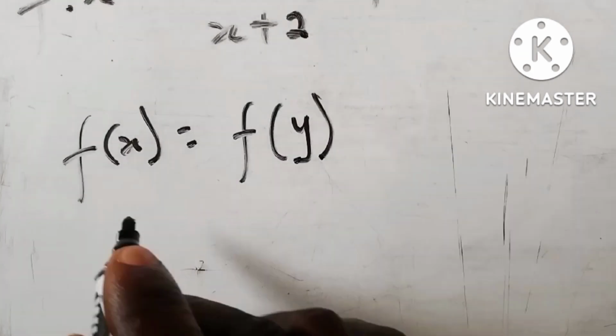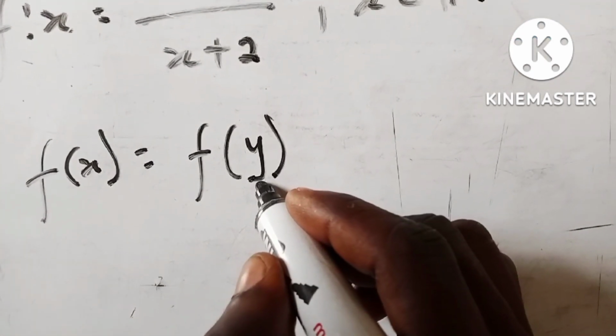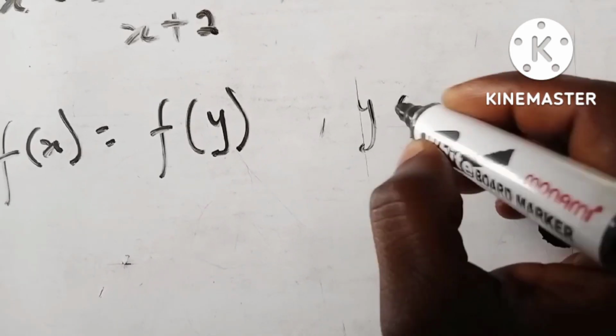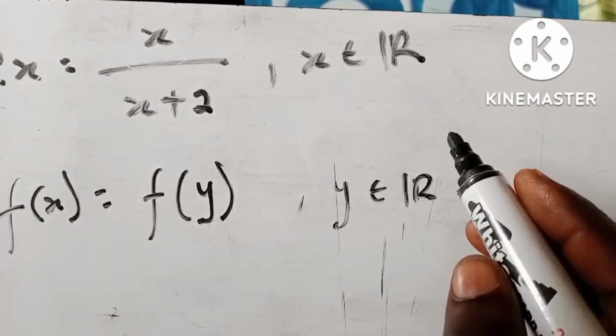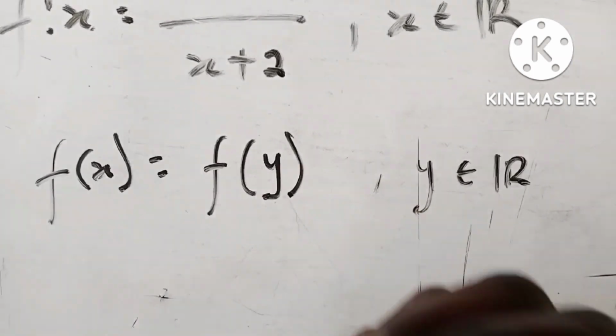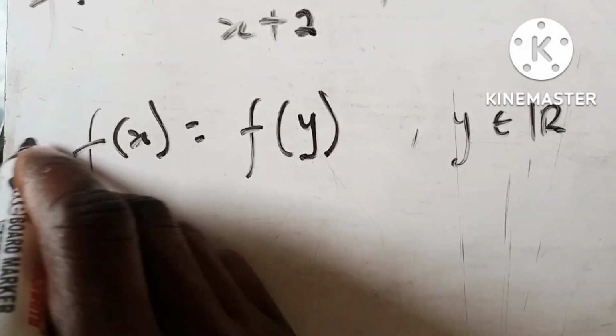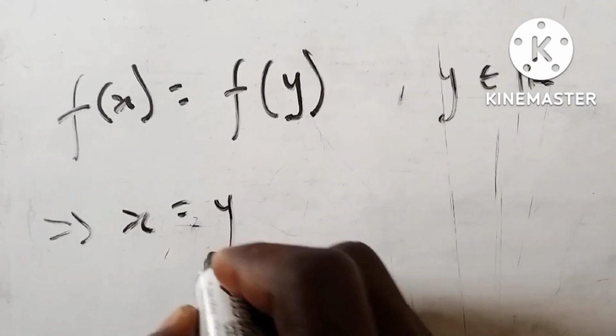What it means here is that for any function that you are given, I have another variable, which is y. This y must come from the same domain, so this is where we are going to pick all our elements. Everything here is equal to this one. If f(x) is equal to f(y), then it must mean that x is equal to y, right?